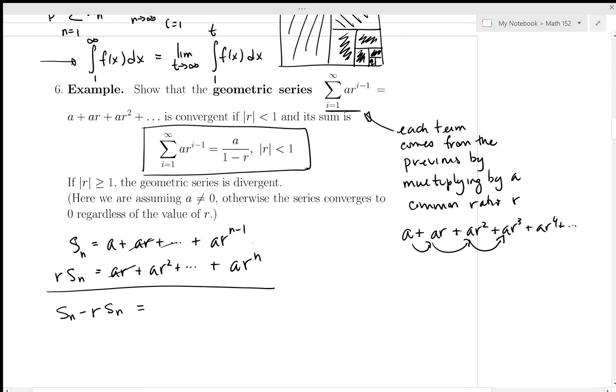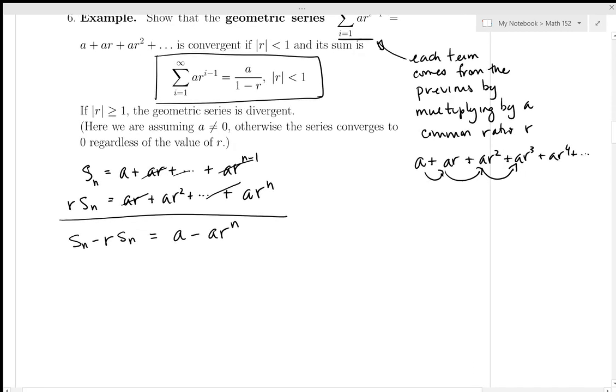And then this one will cancel out with the next to last one there, leaving me with precisely two things on this side, those two. And then I can factor out the Sn, which is what I actually want to know what it is, and over here, I can factor out the a. And then I find that the nth partial sum could be computed in this manner here. Okay, that is the nth partial sum.